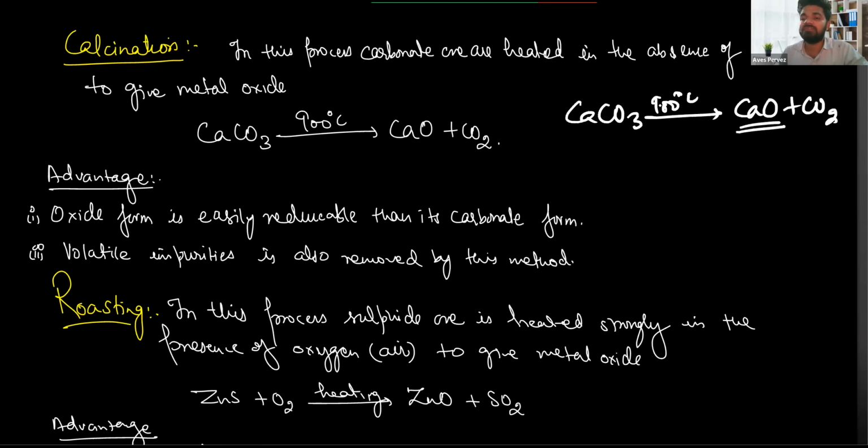So what are the advantages? The first advantage is that it gives you oxide form. What is the advantage of calcination? It gives you oxide form, which is easily reducible. Reducible means that the oxygen can be removed easily.